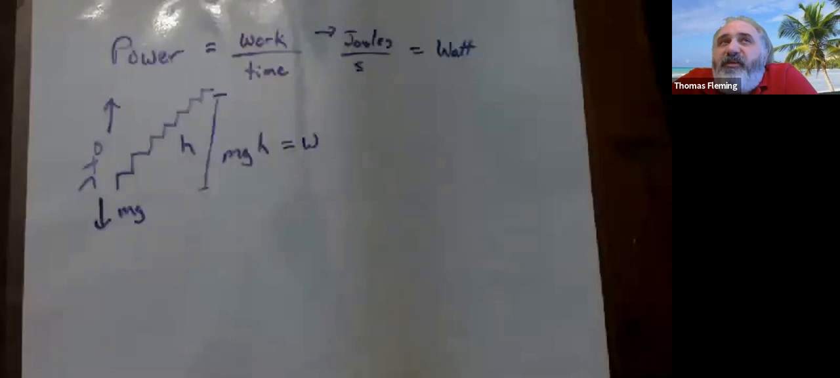I'm sorry, can you repeat that one more time? So I want to know, in which of these cases would I have to do more work? If I run up the stairs at 10 meters per second, or if I walk up the stairs at a constant speed of 2 meters per second? Which of those is going to require that I do more work?